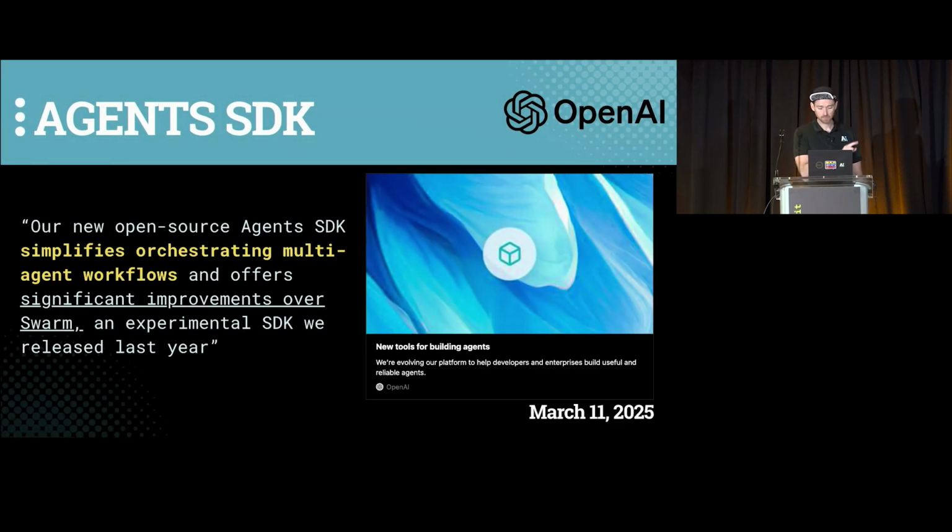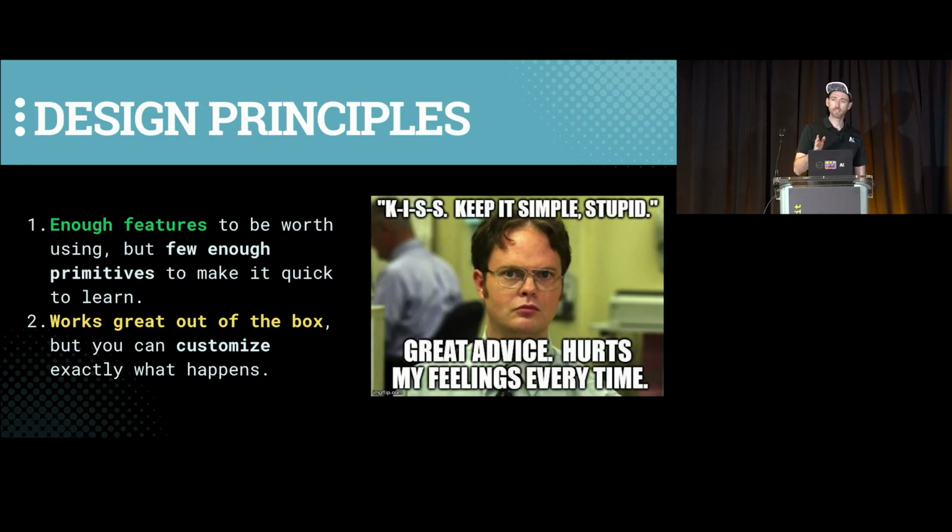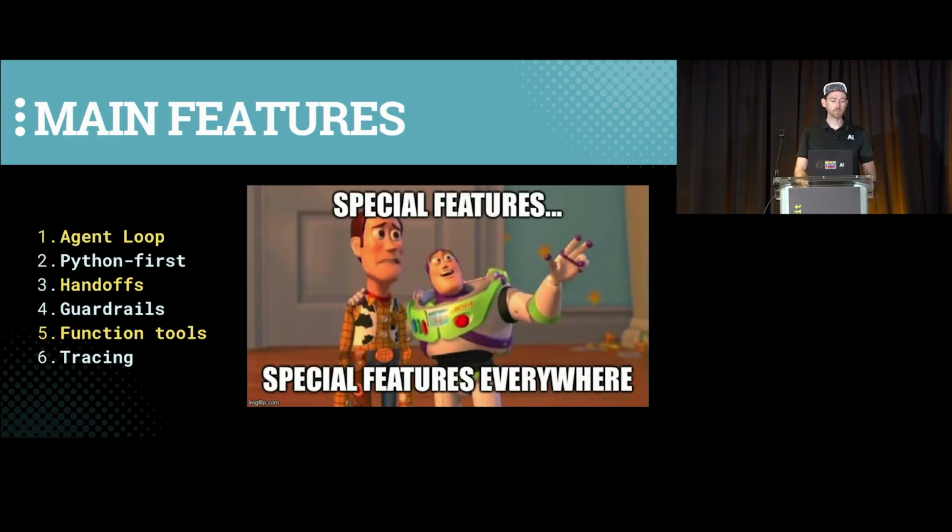And this came out in March, about 4 months later. And they said, we're going to try to make this better than anything else that's out there. Enough features, works great out of the box, and you'll see some of these main features look pretty similar to us now: agent loop, handoffs, function tools, literally the classics.